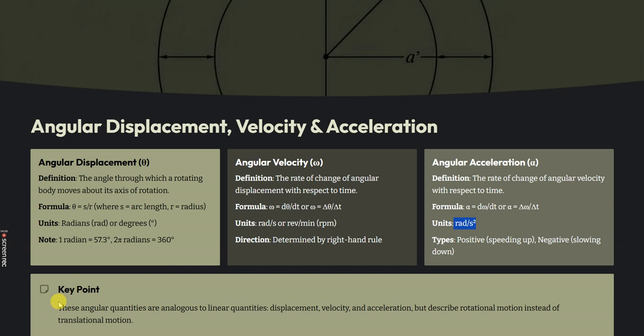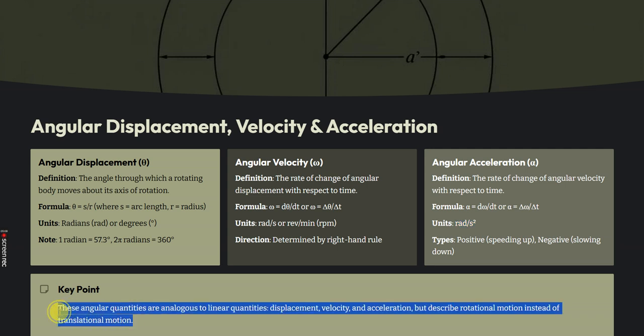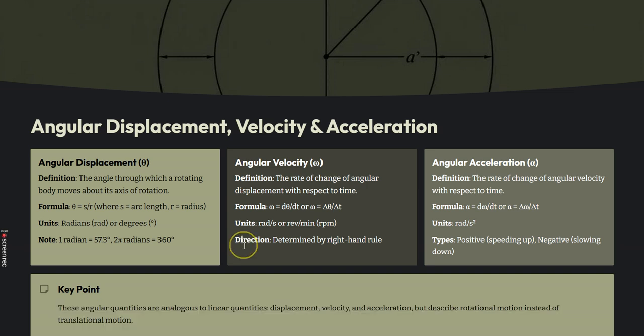Key point: these angular quantities are analogous to linear quantities, displacement, velocity, and acceleration, but describe rotational motion instead of translational motion. They are just like displacement, linear velocity, and linear acceleration, but describe rotational motion rather than linear motion.